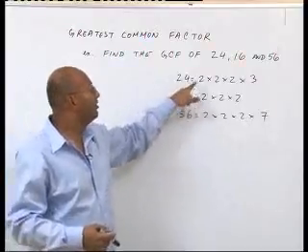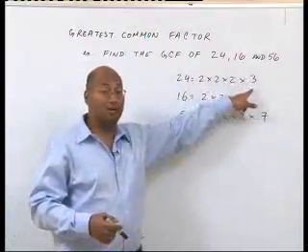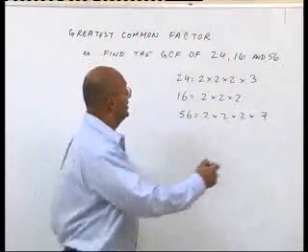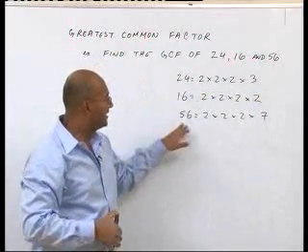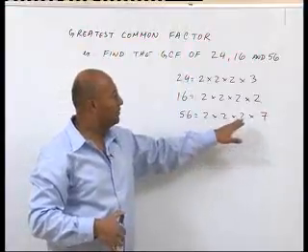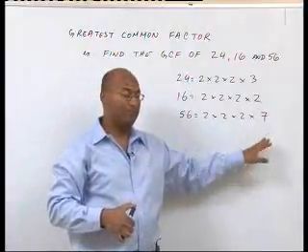56. 24 is 2 times 2 times 2 times 3. 16 is 2 times 2 times 2 times 2. There's one more 2 there. And 56 is 2 times 2 times 2 times 7.